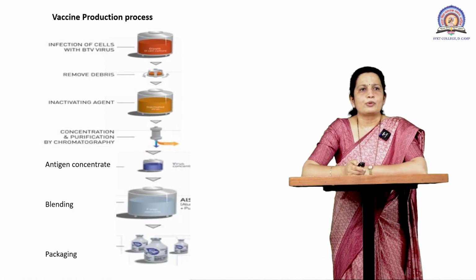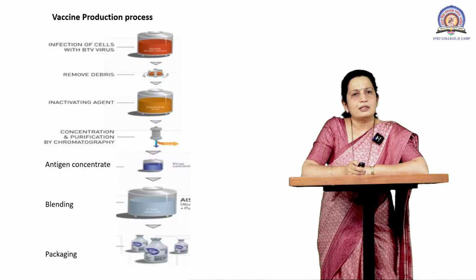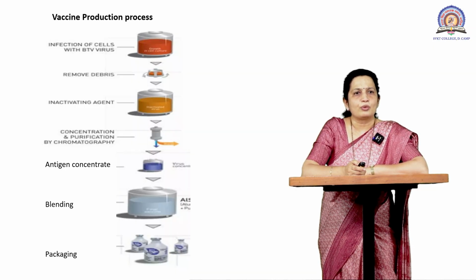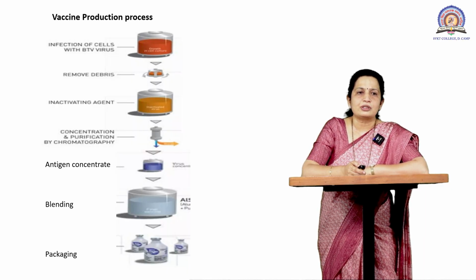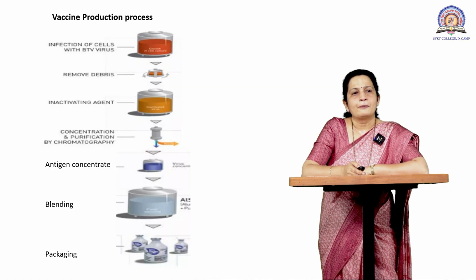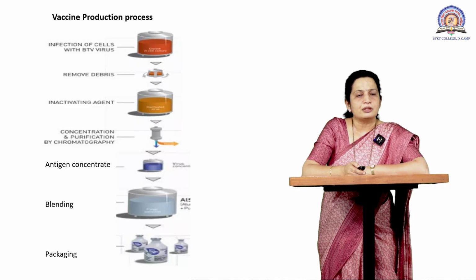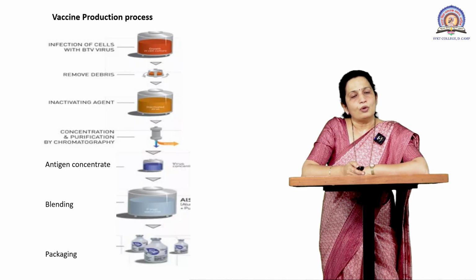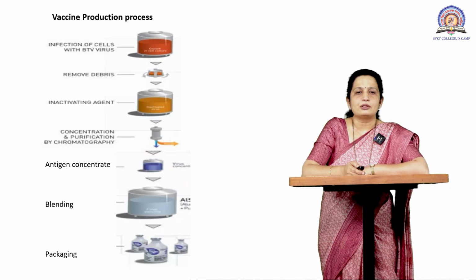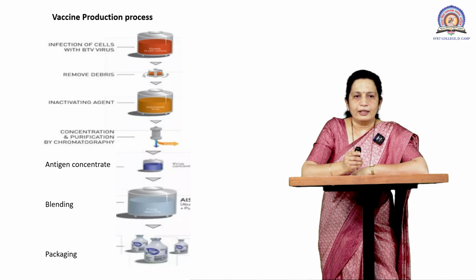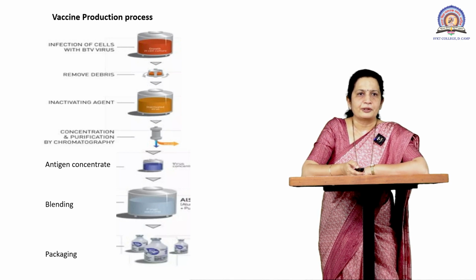This is the overall process of vaccine production. As we have seen, the viruses are grown in cells. Then there is removal of debris by means of filtration. Then there is an inactivation step, then a concentration step. Then they are further purified by means of chromatographic techniques. Then there is concentration, because it is in a very diluted form. Then all three forms are mixed together, which is known as blending. And the last step is packaging.